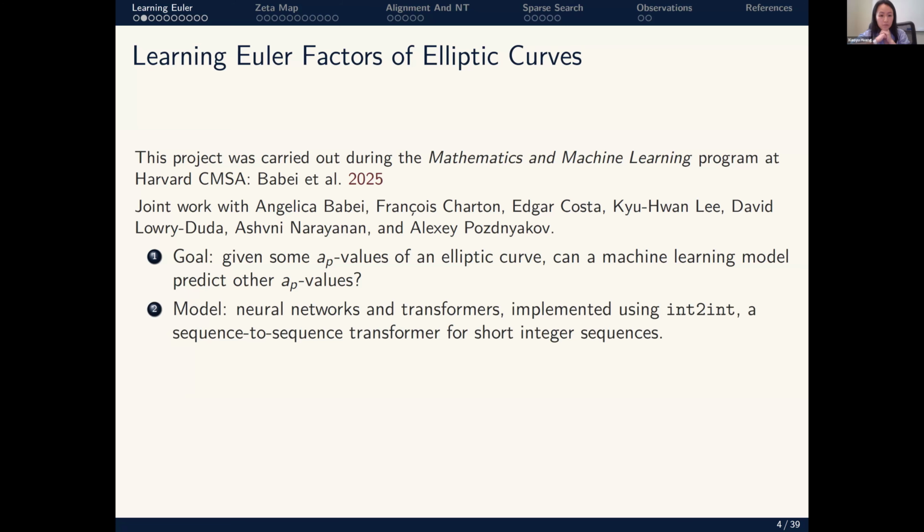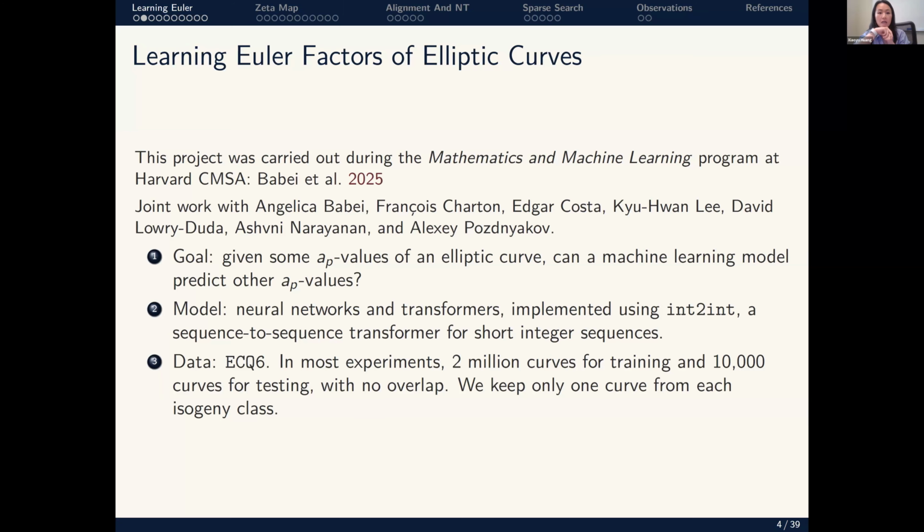The machine learning models we use include neural networks as well as transformers. For the transformers, unfortunately we have to go a little bit into it, but it's implemented using end-to-end, that is, a sequence-to-sequence transformer for short integer sequences. So they're not designed for languages. They're really designed for integers.